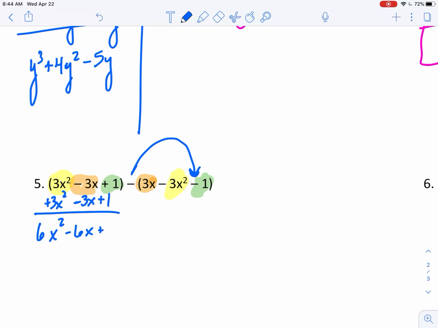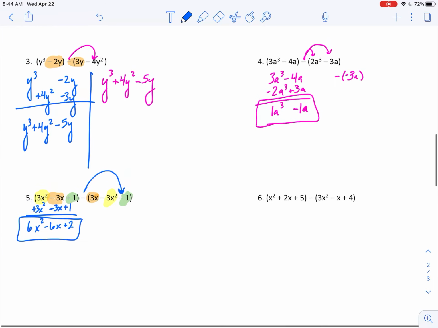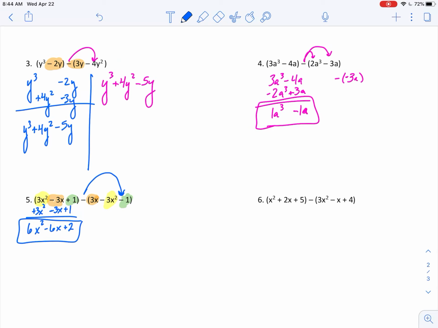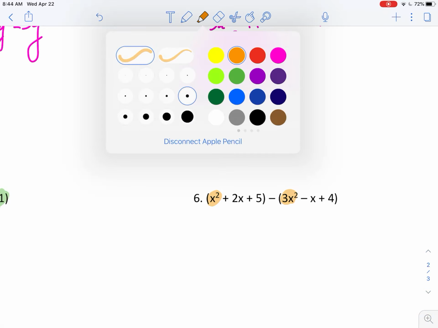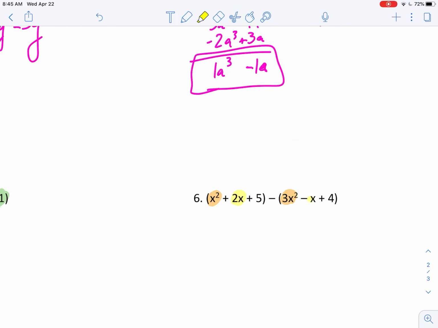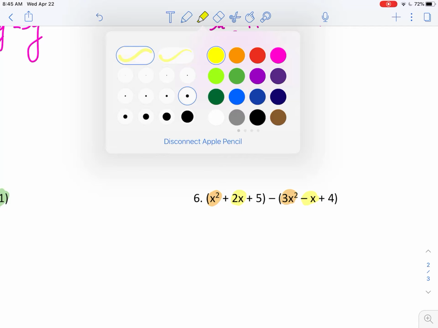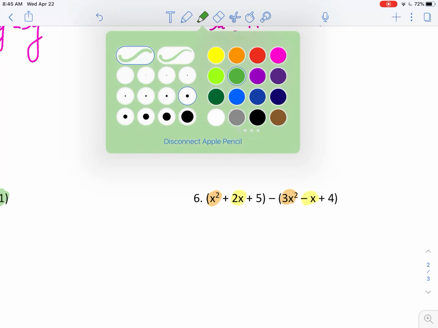And I'm going to combine my like terms here with another 3x squared minus 3x plus 1. So 3x squared plus 3x squared is 6x squared. Negative 3x minus 3x is negative 6x. And 1 plus 1 is positive 2.